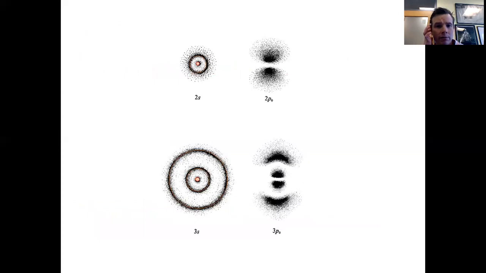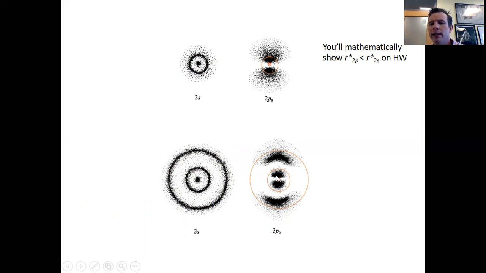And I tell people this and no one ever believes me. So here are these radial density plots. And what you might be able to see there is I outlined in red where the most probable radii are in the S orbitals. If I overlay those on the P orbitals, you can see it actually pretty clearly in this 3P orbital. The P's are inside of the S. Right? It really is true. And on the homework, you are going to mathematically show that the 2P most probable radius is less than the 2S. One last teaser.